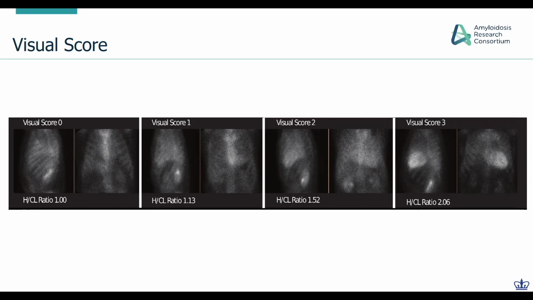So your first image, in which the visual score is 0, and the final image, where the visual score is 3 and heart to contralateral ratio is over 2, these patients, you are done. You don't need a SPECT for these patients. You know this is positive or negative for TTR cardiac amyloidosis.